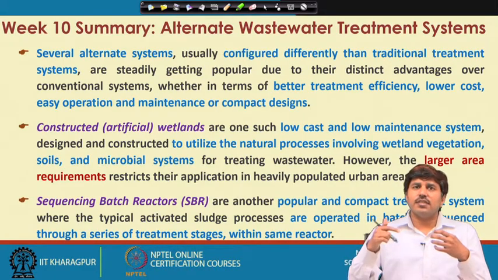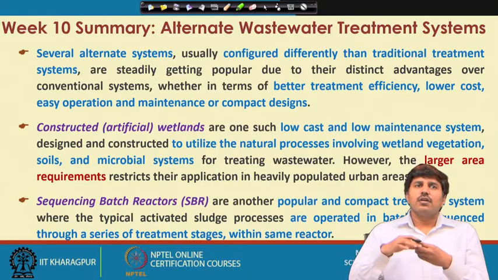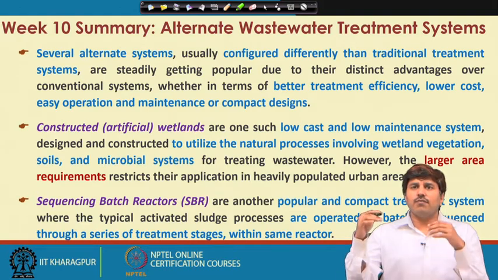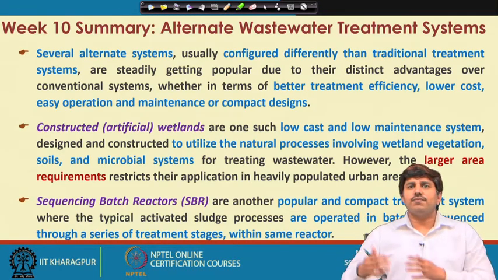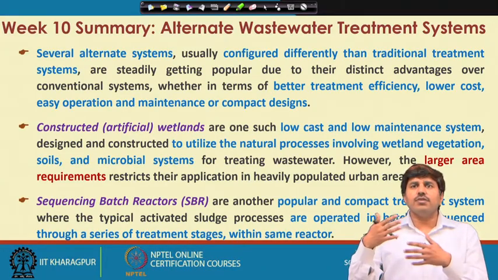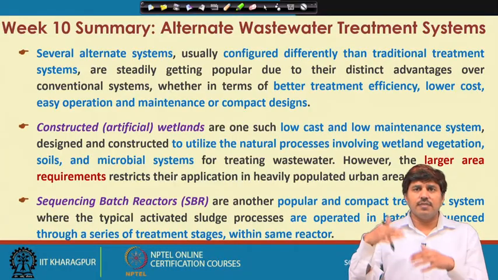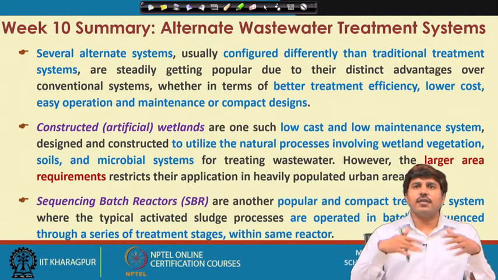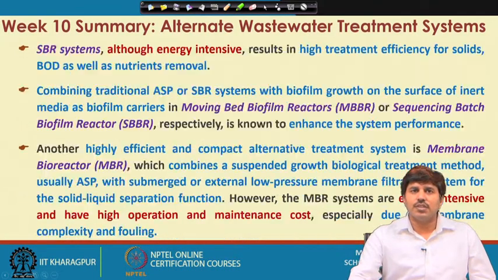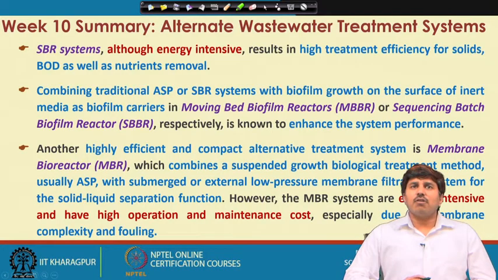There are sequencing batch reactors, which are another popular and compact design, where the typical activated sludge process is operated in batches. These batches are sequenced through a series of treatment stages. So, we first fill, then allow it to react, then let it settle, then decant, and then keep it static and go back to the refill stage. So, that happens in a sequencing batch reactor. Although these systems are energy intensive, they result in higher treatment efficiency for solids, BOD as well as nutrient removal.